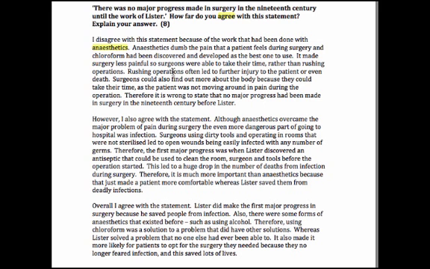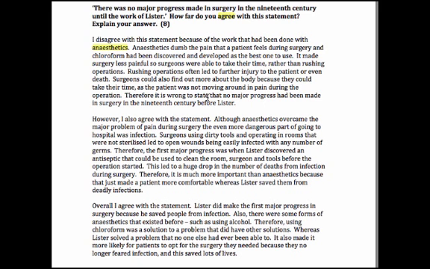So let's have a little look. Anaesthetics numb the pain that a patient feels during surgery, and chloroform had been discovered and developed as the best one to use. It made surgery less painful, so surgeons were able to take their time rather than rushing operations. Good detail so far. Rushing operations often led to further injury to the patient or even death. Surgeons could also find out more about the body because they could take their time, as the patient was not moving around in pain during the operation.